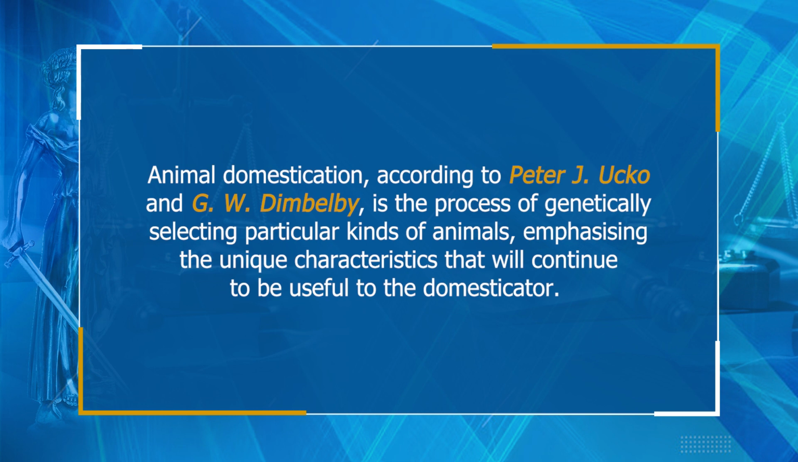Animal domestication, according to Peter J. Ucko and G. W. Dimbleby, is the process of genetically selecting particular kinds of animals, emphasizing the unique characteristics that will continue to be useful to the domesticator. They go on to explain that undomesticated chickens don't lay excess eggs, wild sheep don't have extra wool, and wild cows only provide the amount of milk needed for their young. The definition makes it obvious that people opted to domesticate those mutant animals since doing so gave them additional advantages.